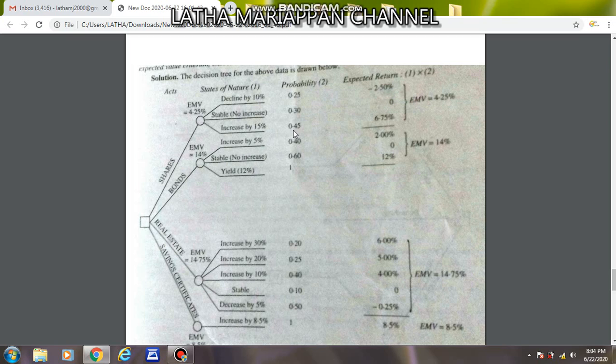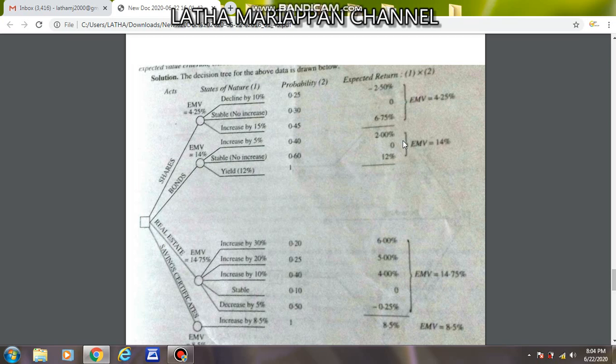Next one is 0.45. If you multiply with this value 15 percentage, you will get 6.75 percentage. Since it is given as increase, no need to put a sign, it is a positive sign. Then 0.4, and that is also a 5 percentage increase, they said, so you will get a 2 percentage increase. For the bond, they said stable, so you have to put 0. And here the yield is 12 percentage and the probability is 1, so you have to put 12 percentage.